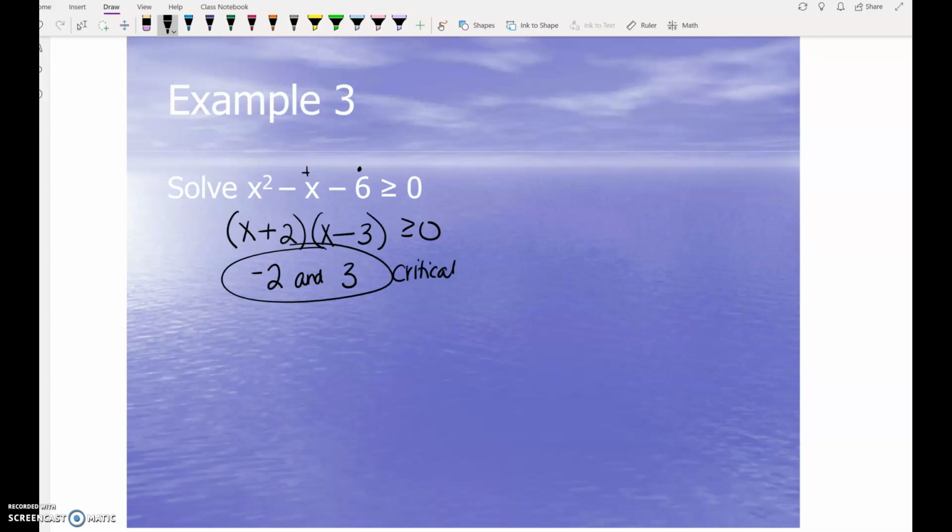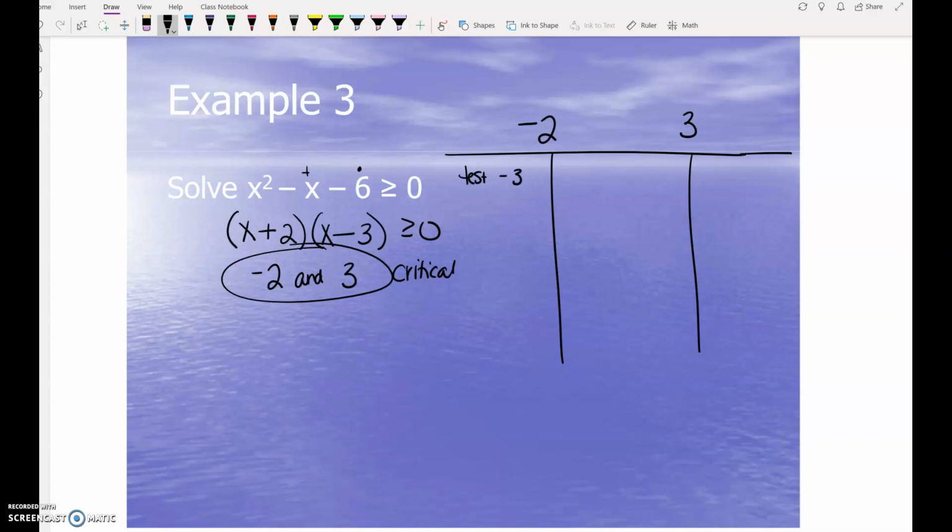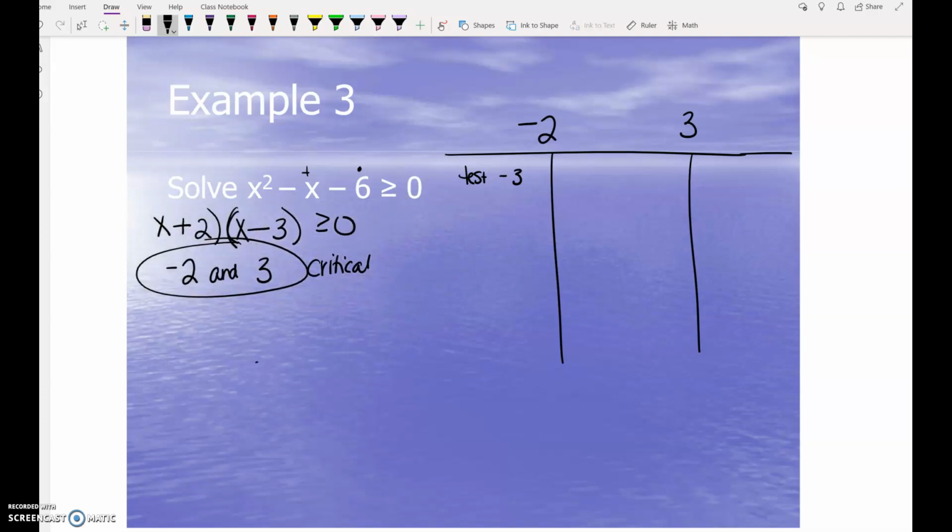We need to test the numbers smaller than, in between, and larger than these numbers. So I'm going to make myself a little table, -2, 3. Okay, we need to pick a number smaller than -2. I'm going to pick -3. And we need to plug this into this original problem. So actually, I need to move these out of the way, don't I? There we go. Okay, so if I'm testing -3, we need to test it in the original problem.